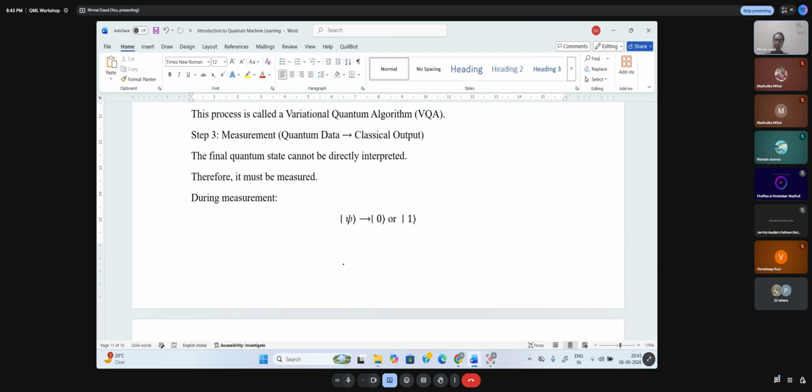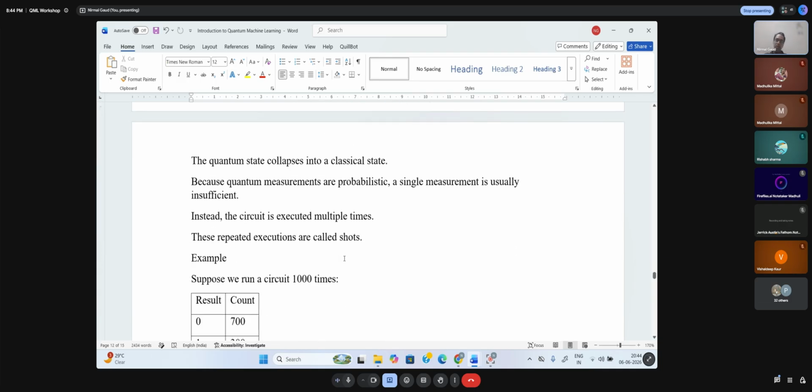In measurement, we will convert quantum to classical again. The final quantum state cannot be directly interpreted. At the end, you need to convert it again into classical. So during measurement, we need to convert the quantum state into either 0 or 1. That's what we call shots. The quantum state collapses into a classical state because quantum measurements are probabilistic.